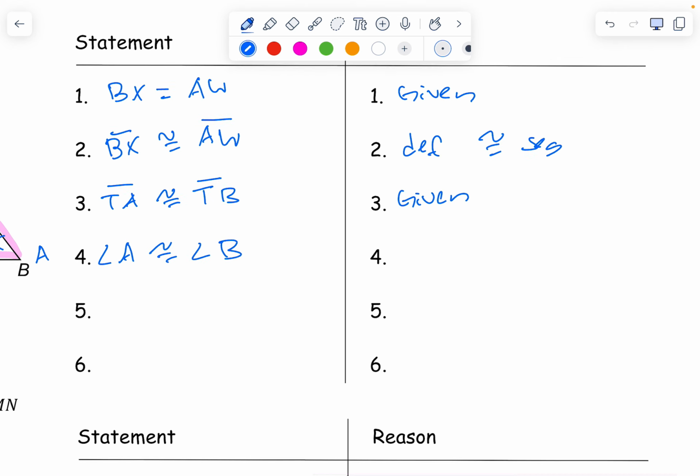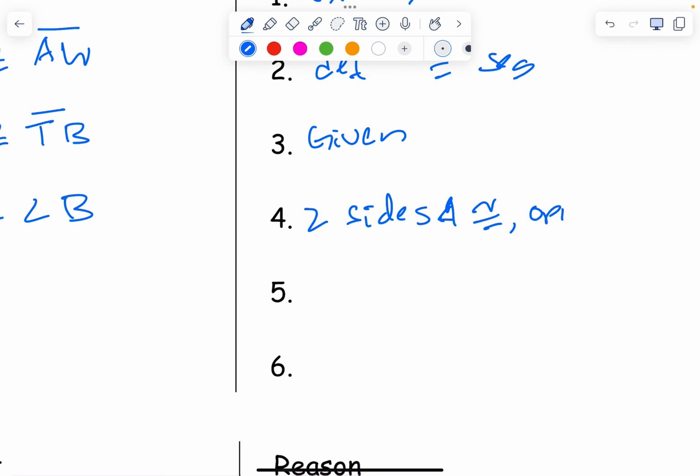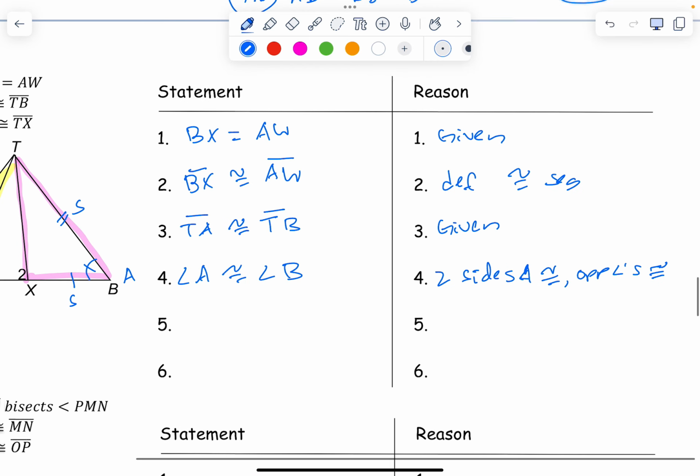So here's my abbreviated version. If two sides in a triangle, this is only in a triangle, so you must mention triangle, then we know the opposite angles are congruent. And again, these have to match, so I'm going to highlight. Sides, TA is my sides. Angles, angle A is an angle. It has to be in that order. Everyone good? Okay, so I'm going to go back.